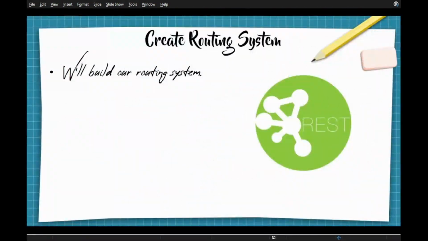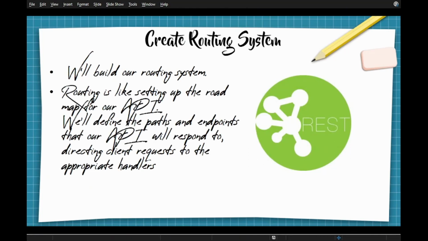In the next topic, we are going to be talking about routing. We shall build a routing system. So what is routing? Routing is like setting up the roadmap for our API. We will define the paths and endpoints that our API will respond to, directing client requests to the appropriate handler.